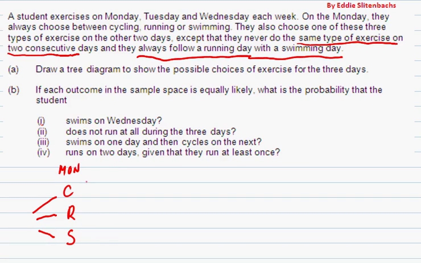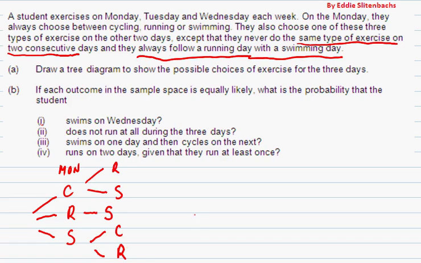On Tuesday, if they've done cycling, they could do running or swimming. If they do running, they will always do swimming. So they always follow a running day with a swimming day. If they did the running on the Monday, they're going to do swimming. They're only going to do one thing. And if they've done swimming, they're not going to do swimming again, but they could do cycling or running.